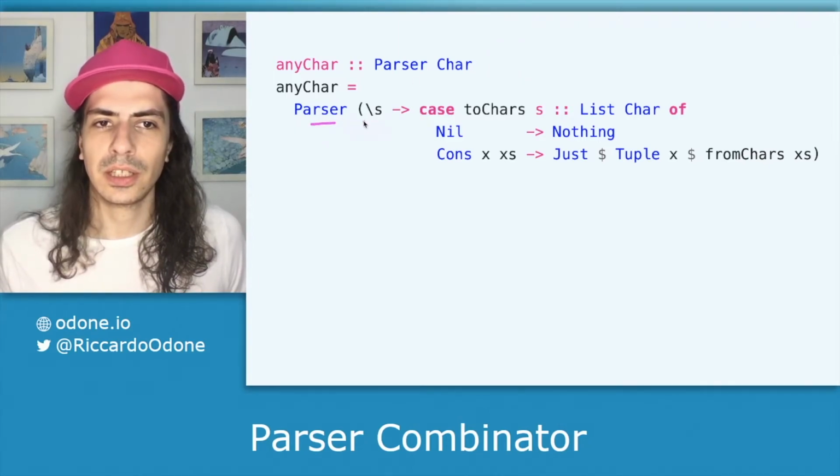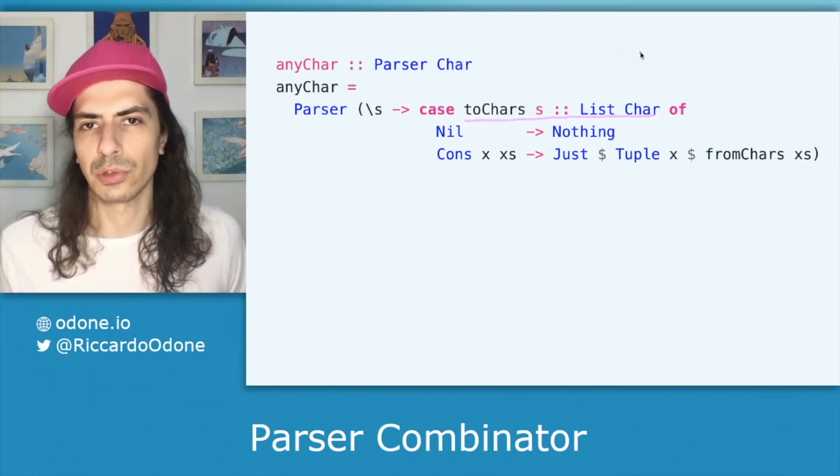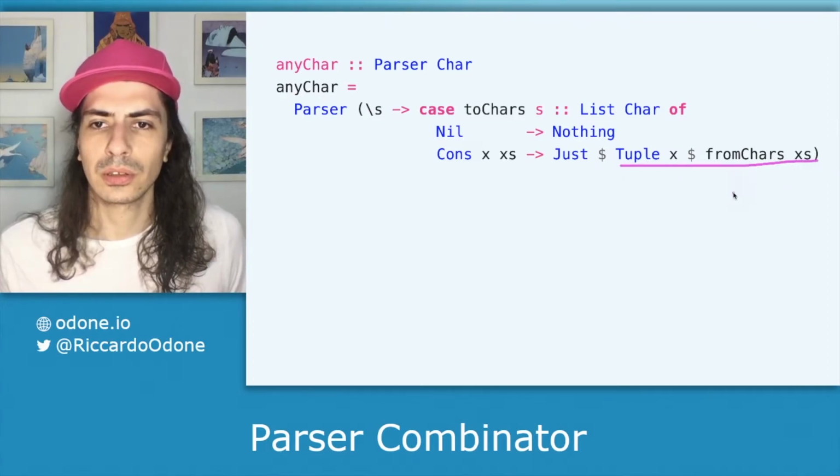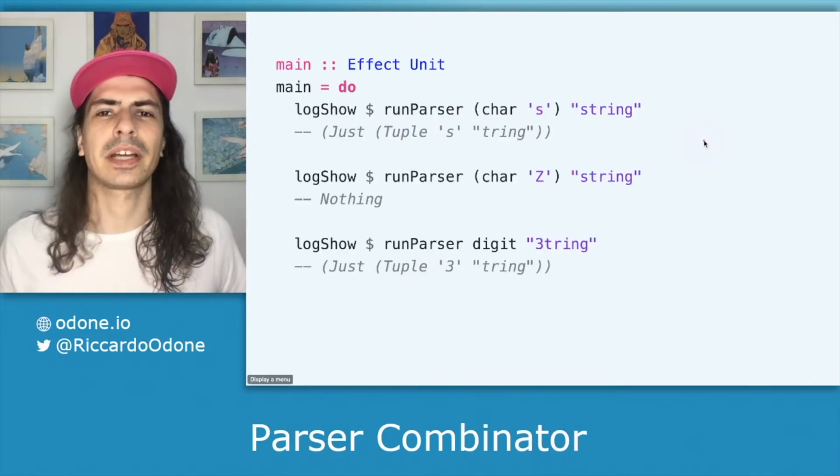Now it's a parser that takes a string, and the way it works is that it first transforms a string into a list of characters. This is needed in PureScript. If the list is empty, meaning the string was empty, we return nothing. We failed because we couldn't parse any character. If we have at least one element in there, we return a tuple that, as an intermediate result, has the head of the list, so the first character in the string, and the remaining string to parse is all of the remaining characters.